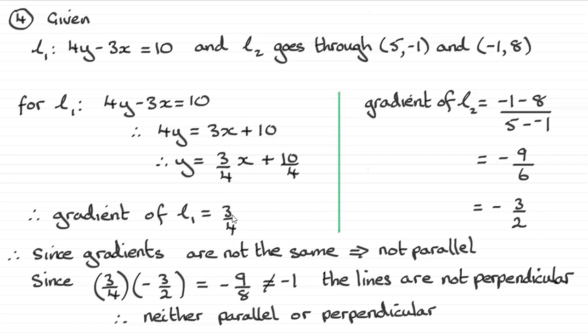Okay, now you can see that clearly they share different gradients, so they're not parallel. But if you were to multiply these two gradients together, you'd find you don't get -1, you get -9/8. Okay, so the lines are not perpendicular. So in answer to our question, they're neither parallel or perpendicular. Okay.